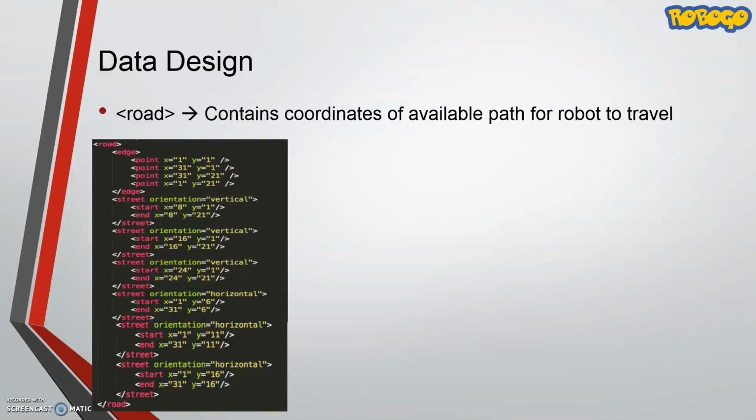Okay, next we have the road. The road will consist of coordinates in terms of where the robots travel. As you can see over here, there is the street, there is the orientation. There are different orientations, and this will determine the path that is available for the robot to travel. It will take into consideration things like your no-go zone and the obstacles.